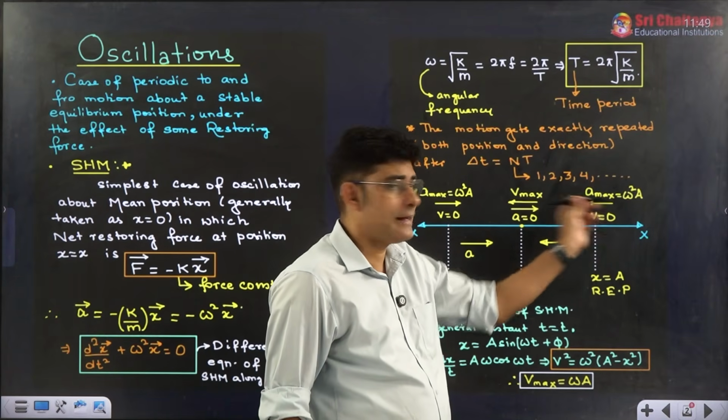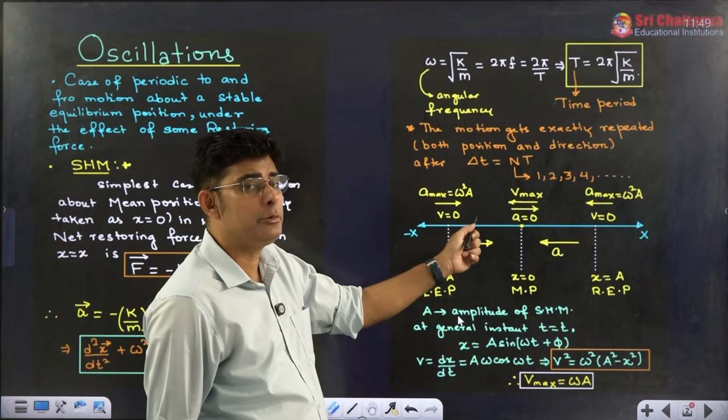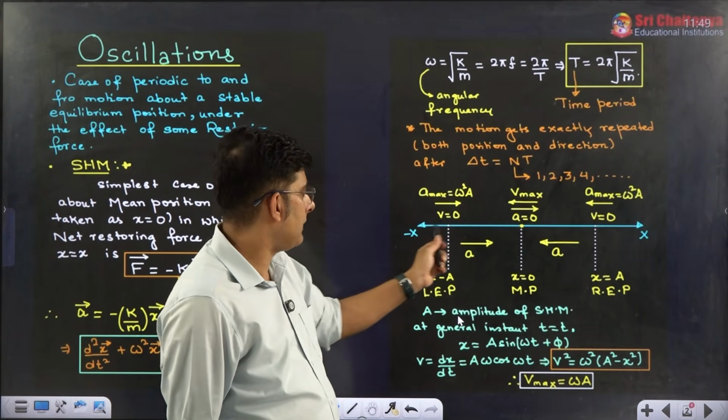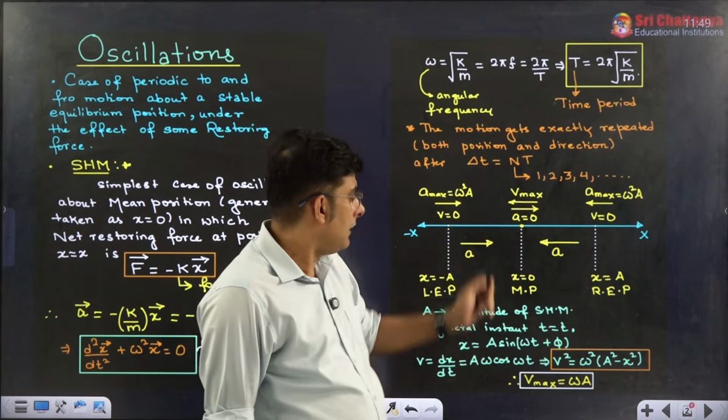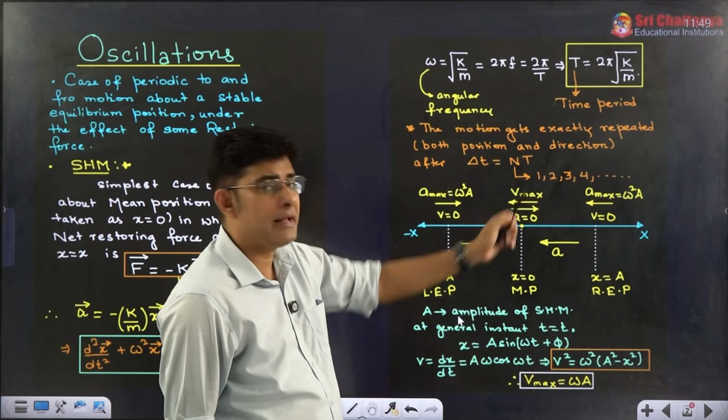On the right extreme, the acceleration will be towards mean position, that is left. At left extreme, acceleration will be towards mean position, that is right. At both extremes, velocity is 0. At mean position, acceleration is 0, whereas speed is maximum.